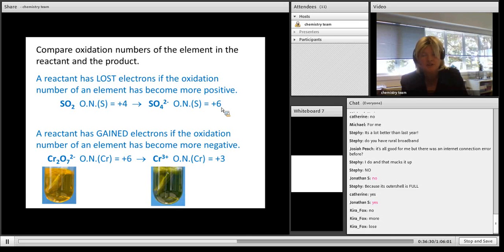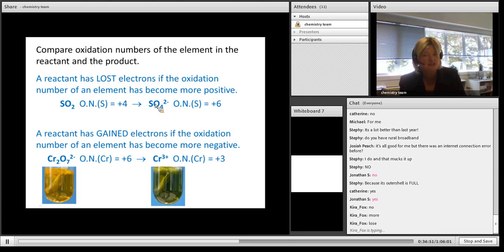More positive. And remembering that electrons are negative, have we lost or gained electrons by going more positive? We've lost. Okay, so the more positive you go, the more electrons you've lost. So SO2 here, if it's lost electrons to form sulfate, is SO2 a reductant or an oxidant?